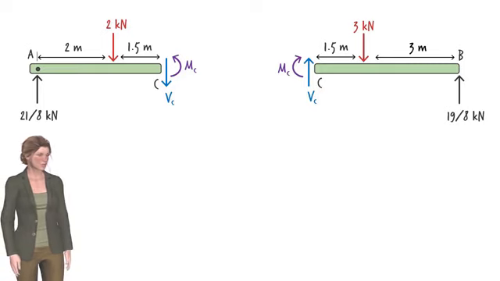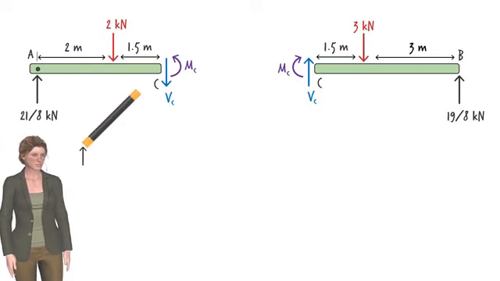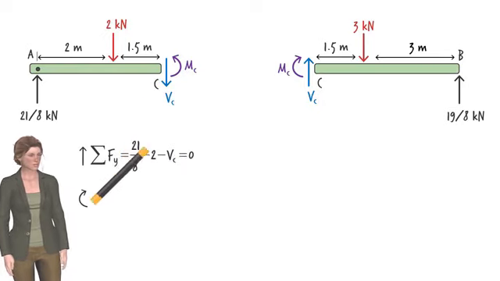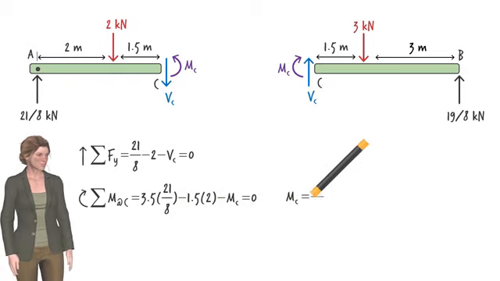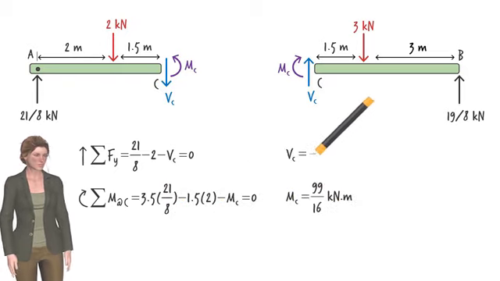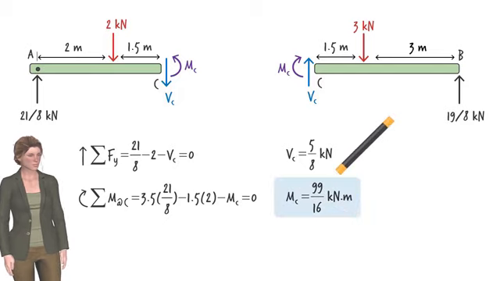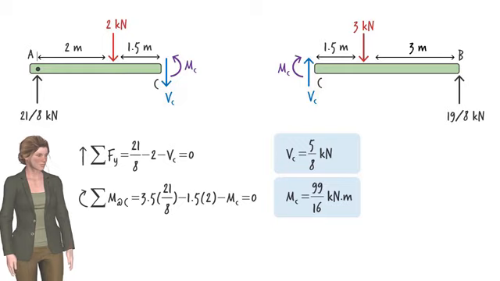Let's use the left segment to calculate V and M. Here are the two equilibrium equations. Solving them for the unknowns, we get We will continue this discussion in a future lecture. For now, see if you can solve the following problems.